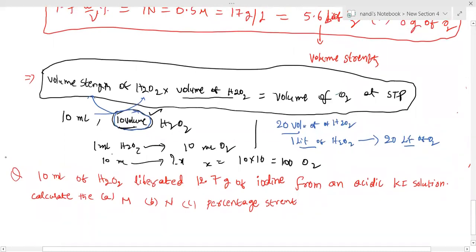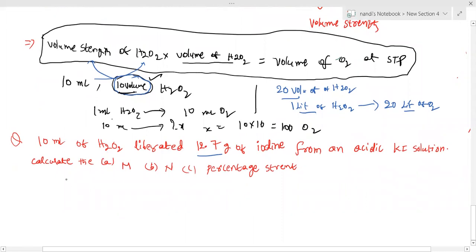Here the question says 10 ml of H2O2 liberated 12.7 grams of iodine from an acidic KI solution. Calculate the molarity, normality and percentage strength. Whatever they give, we apply a very simple formula: Gn of H2O2 equals Gn of I2. Very simple formula I am using here.